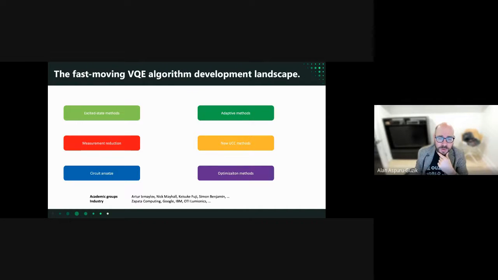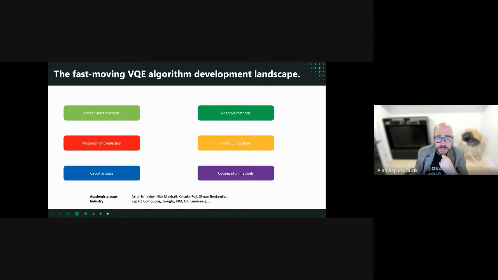So what are some of the things that are going on in the field? I'm just listing a few groups here. I could fill the slide with names. People are very actively developing excited state methods. I will just in the next slide mention a little bit about the reduction of measurements work by my colleague Artur Ismailov, Google, and others.